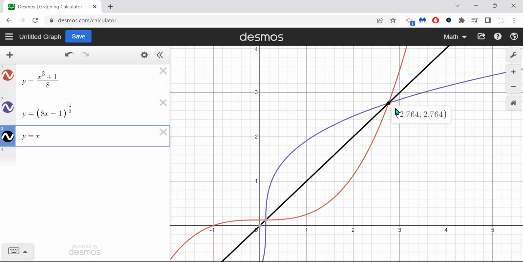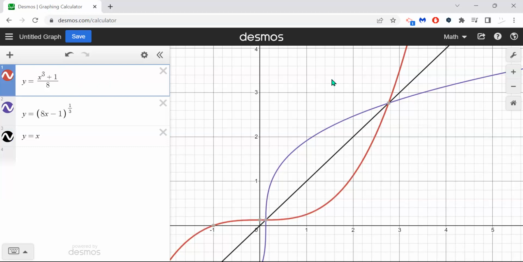And you can find the coordinates of that point. You just have to equate two of the lines, the graphs, and then solve for x. Okay, go back.